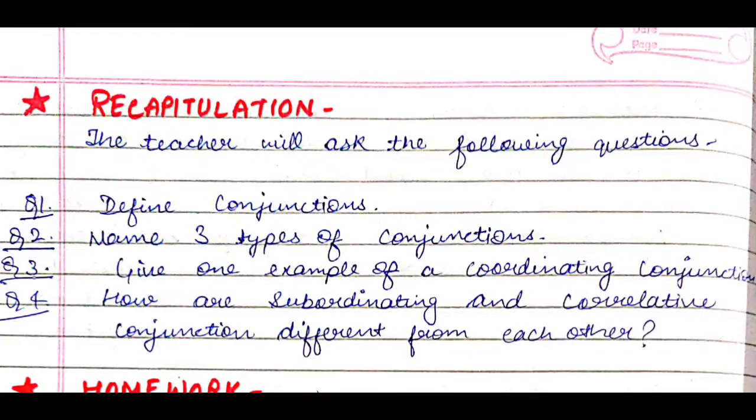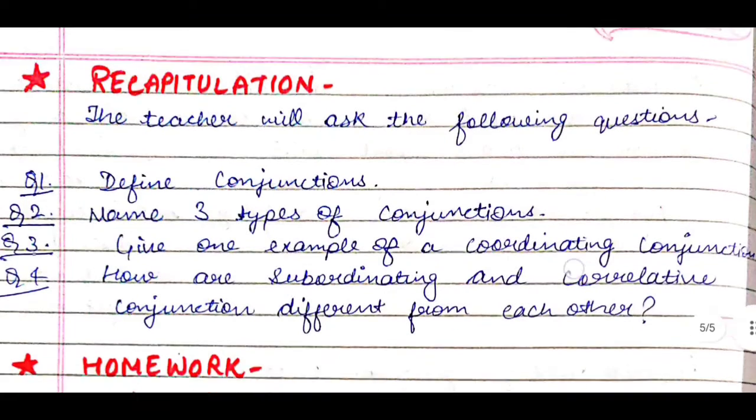Now comes, in our lesson plan, we'll mention recapitulation, which means the teacher asks questions in order to understand whether the students have understood the concept well or not. The teacher will ask the following questions. First, define conjunctions. Second, name three types of conjunctions. Third, give one example of a coordinating conjunction. Fourth, how are subordinating and correlative conjunctions different from each other?